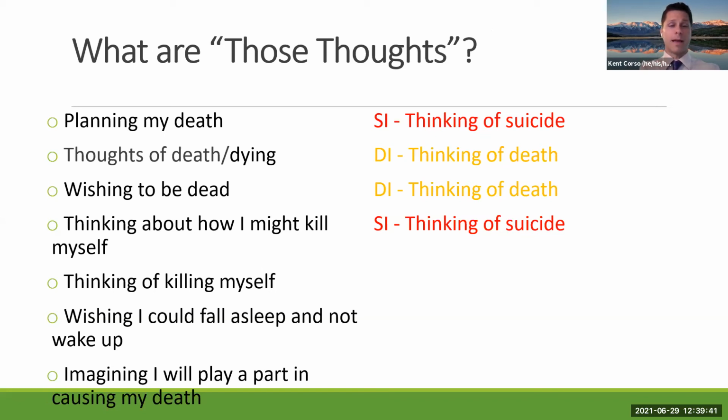Okay, so we got a mixed bag there, about 50-50. That's suicidal ideation, if I'm thinking of killing. So thinking of dying means I happen to die. Thinking of killing myself means I'm the one playing the role. So when I'm the one playing that role or being a part of making that happen, that's the more risky one. That's the SI.